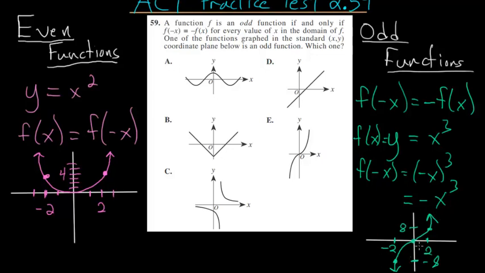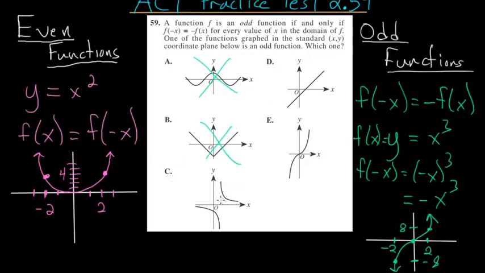Now that we know the difference between even and odd functions and their properties of symmetry, we can actually answer this question. One of the functions graphed in the standard xy coordinate plane below is an odd function. Which one is it? We're looking for symmetry. You can see in A and B that you essentially have mirror images on either side of the y-axis. So both A and B you could claim are even functions since they are flipped across the y-axis. Neither of these would be the correct answer.